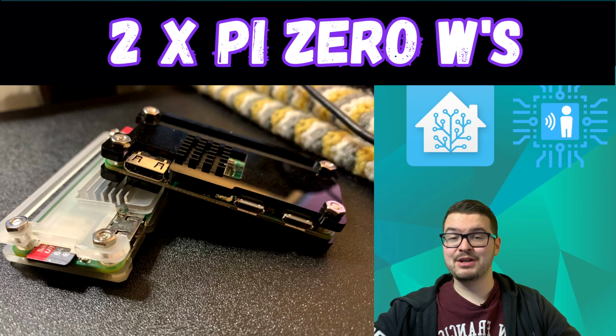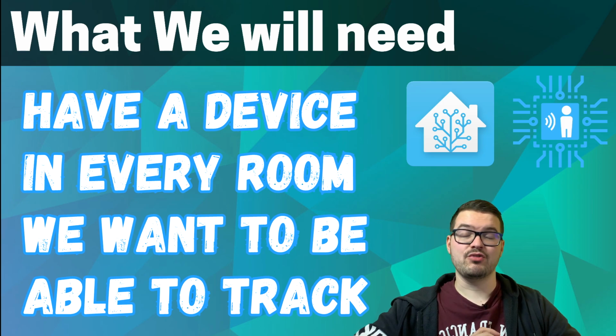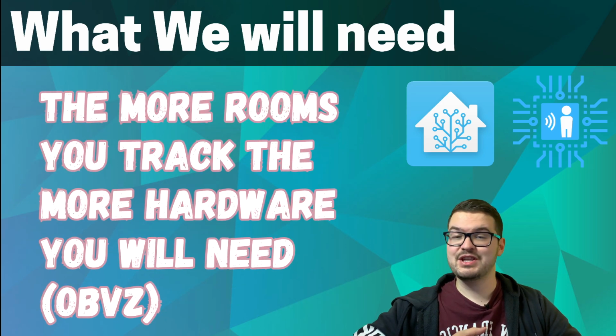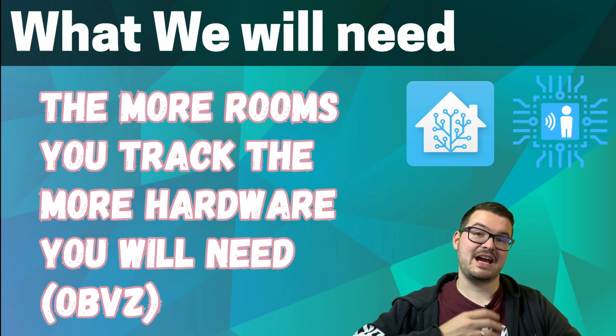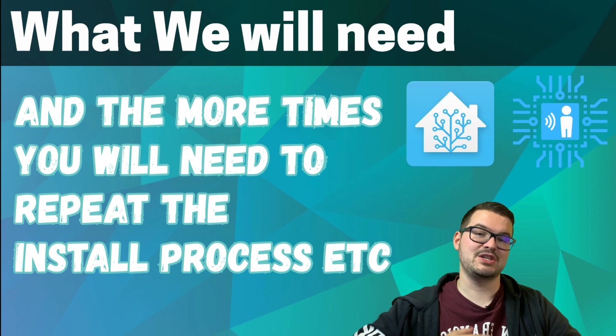In this video I am going to be using two Raspberry Pi Zero Ws. You can just use one if you want, but the idea is to have one device for each room that you want to be able to track. So for each of these bits of hardware listed, you are going to need to scale up depending on how many you add. So I'm using two, so I'm going to need two of everything.